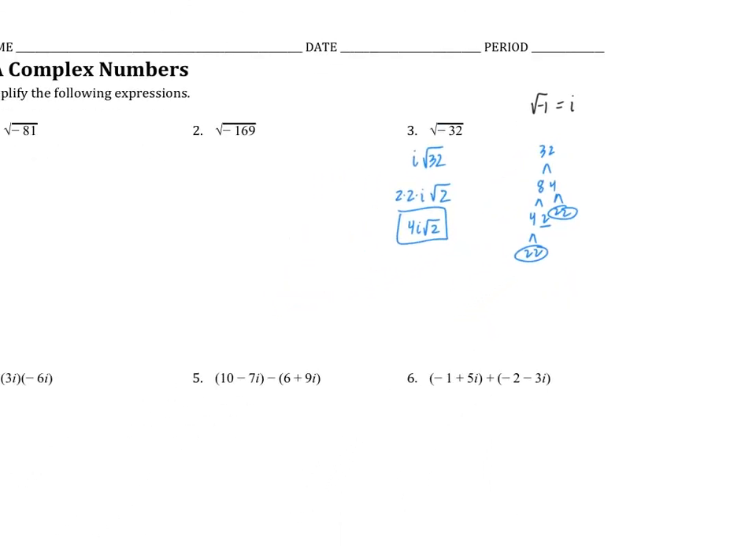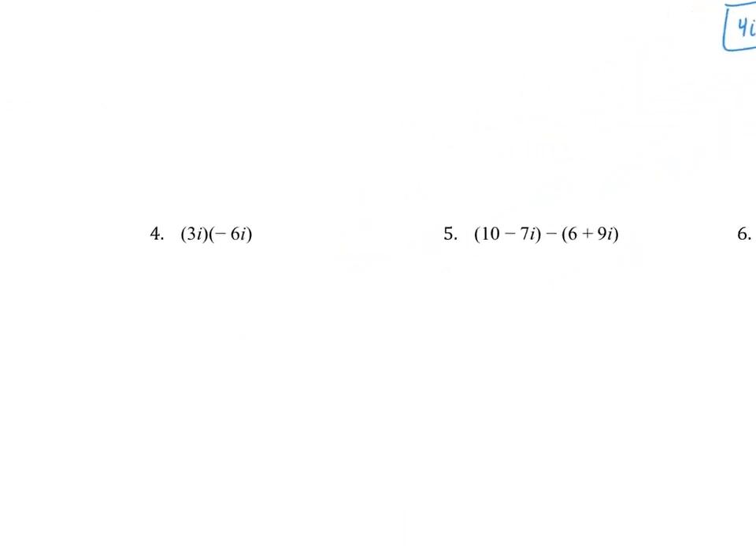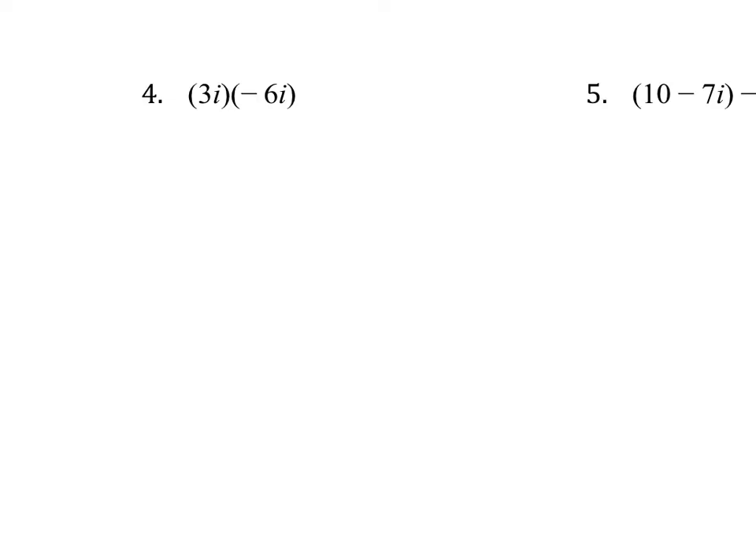Now let's take a look at another one. Let's take a look at when we multiply two numbers together that have i. So 3 times negative 6 is negative 18. And then you're kind of treating the i like it's a variable, so i times i would be i squared. Well, we know that i squared equals negative 1. So anytime that I see i squared, I can replace it with negative 1. So negative 18 times negative 1 would be positive 18. So that would be completely simplified.